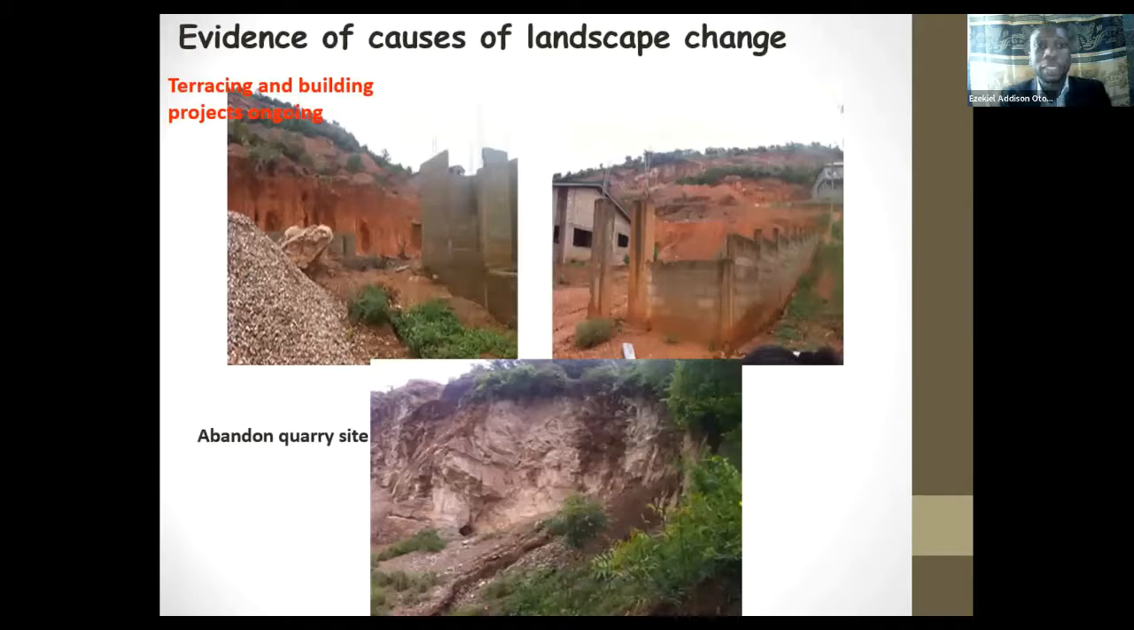The first picture in the left corner shows massive building construction going on in the area. Mostly they use the terracing method. They grade the land to have a flat surface, then they build. And this enables massive erosion to go on, thereby causing the land to change.